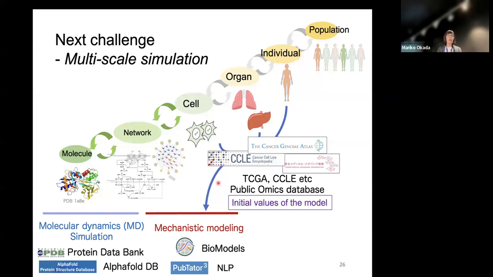And this is what we are doing. I think this morning I had a really good discussion with Mariko and the other people. I think there is a lot of demand for this kind of NLP-based network construction and the application of this network and the mathematical model for human disease analysis. And I also wanted to do this kind of multi-scale simulation I showed here.